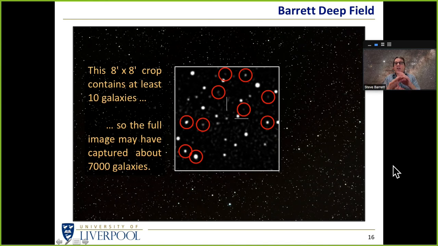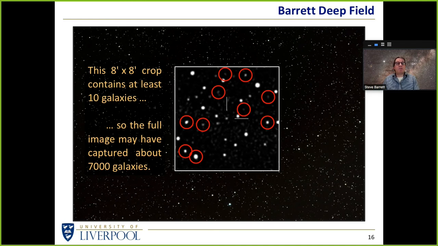But on realising that I'd caught something of order 10 galaxies in addition to the quasar, and that was in an 8 by 8 arc minute crop of the entire image, if I assume that that's representative of the whole image, and there's no reason to assume why it wouldn't be, that would mean that I've probably caught about 7,000 galaxies in the entire image.